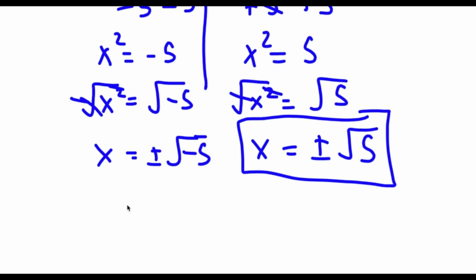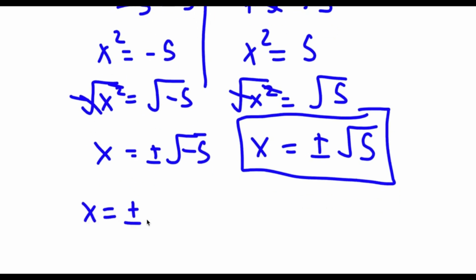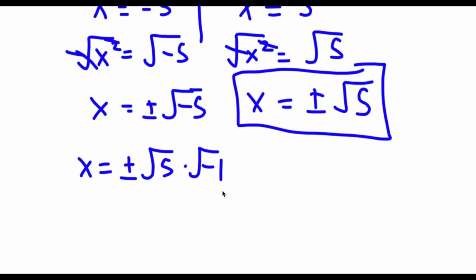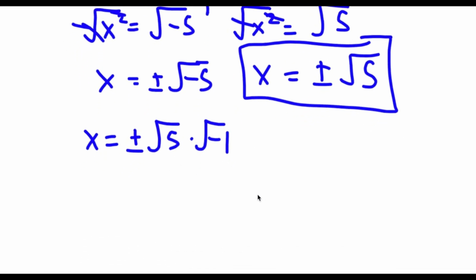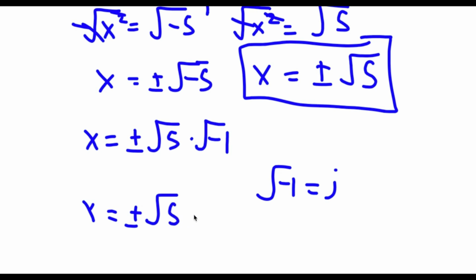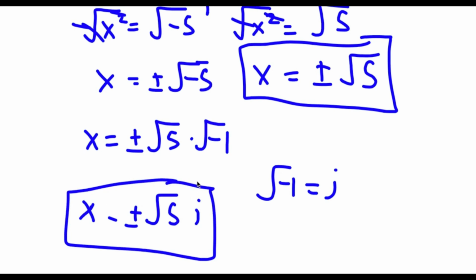However, the square root of negative 5, this is the same thing as the square root of 5 times the square root of negative 1. And if you guys already didn't know, the square root of negative 1 is equal to the imaginary number i. So x is equal to positive or negative square root of 5i. So these are my 4 solutions to this problem.